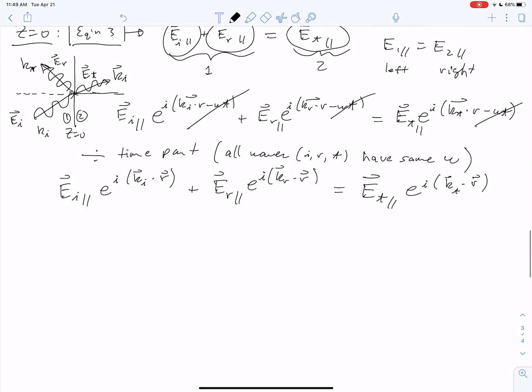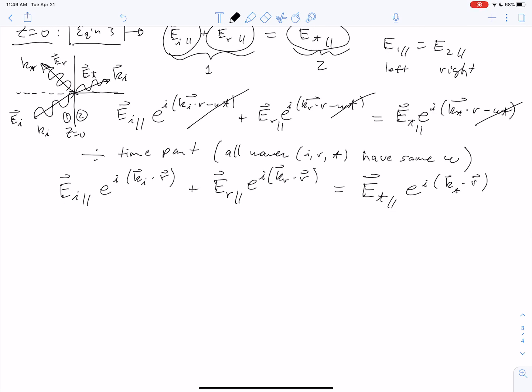And there's a lot going on in this simple equation. It's basically saying the parallel component on the left equals the parallel component on the right at the interface. And this is all at the interface, z equals 0. And so now let's notice a few things from this important relationship.